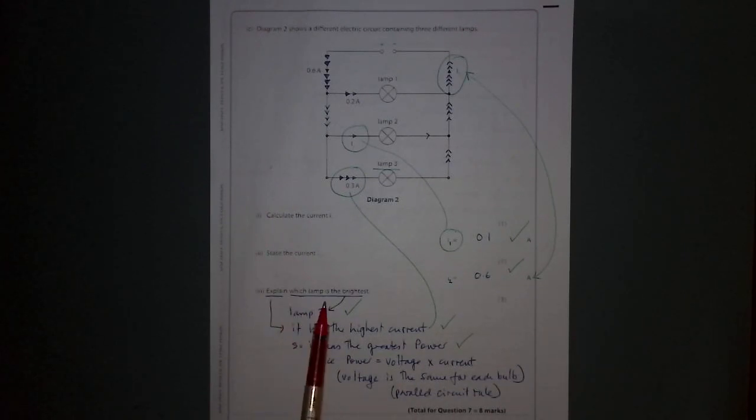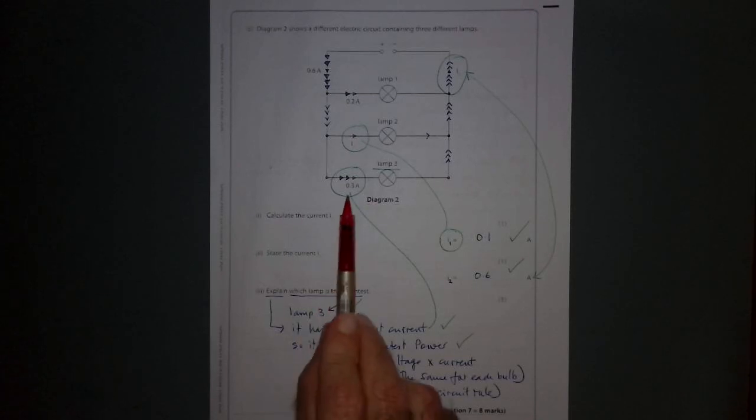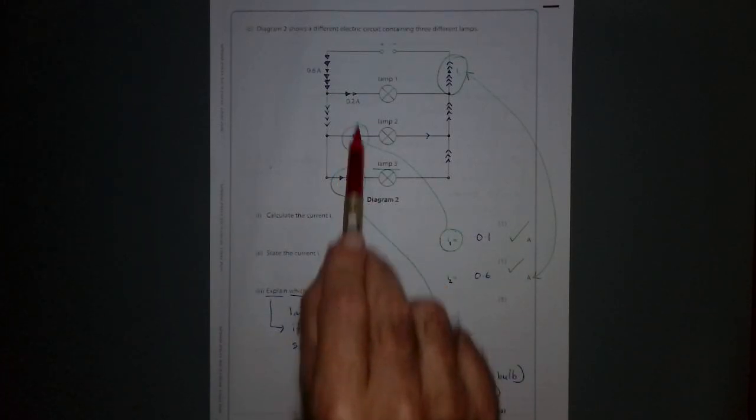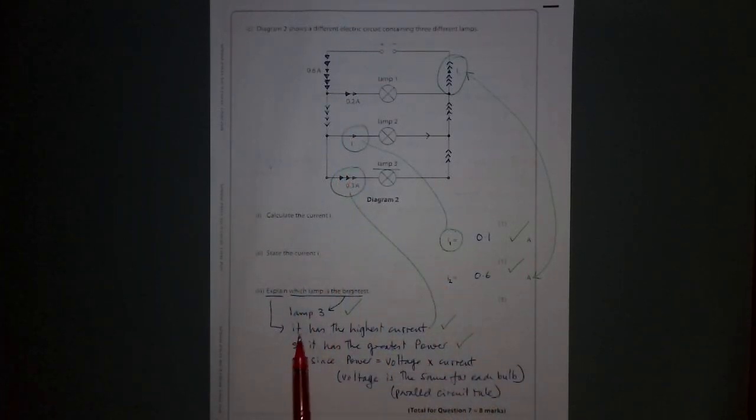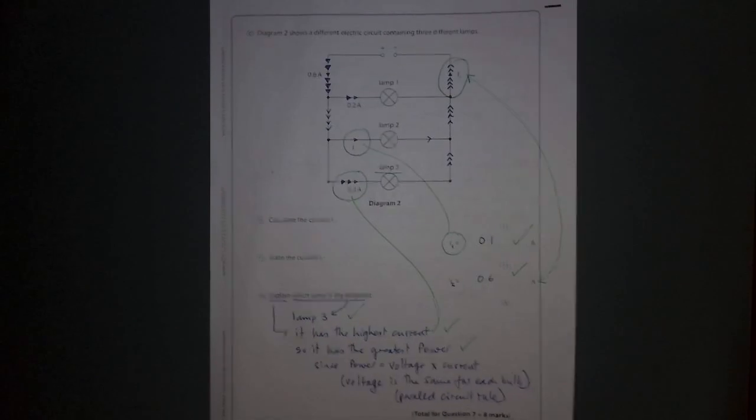And it says explain which lamp will be the brightest. Well, lamp 3 is the brightest because it has the highest current of the 3 lamps. So 1 mark for this, 1 mark for working out it is because it has the highest current. Well, if it has the highest current, it gets the greatest amount of power because power is voltage times current, and because they're all in parallel, they all get exactly the same voltage. Okay? That's question 7.